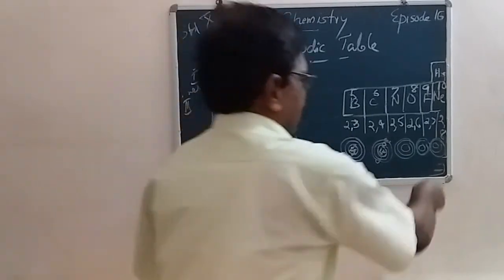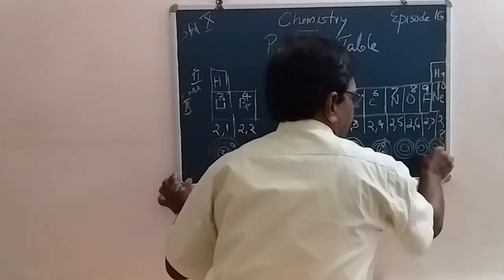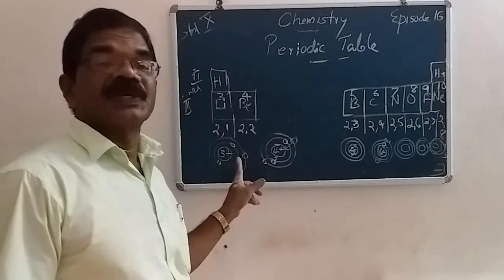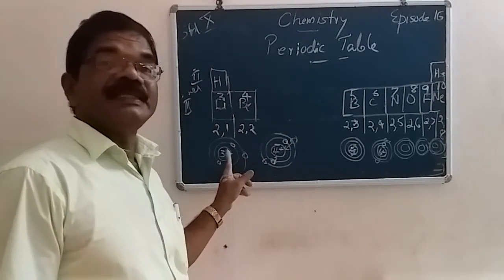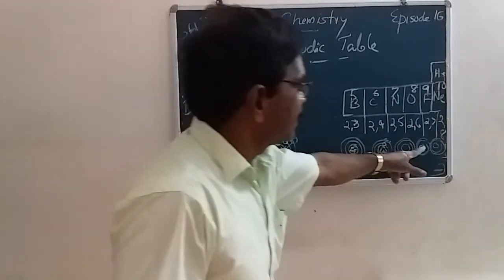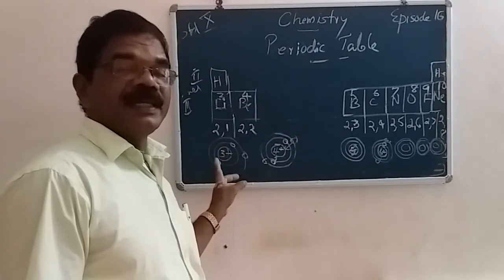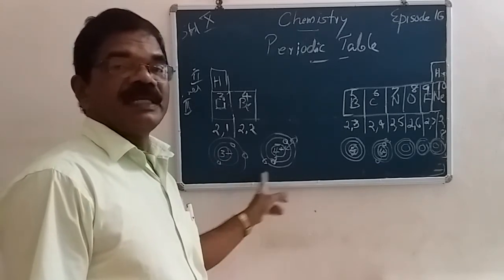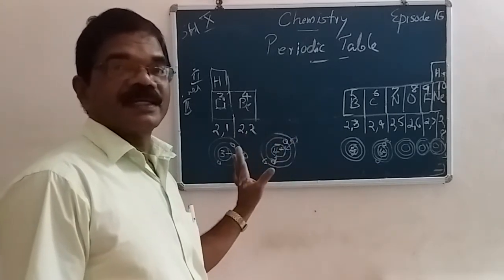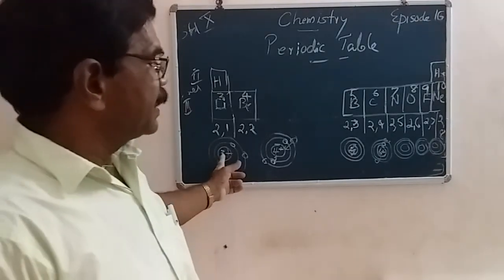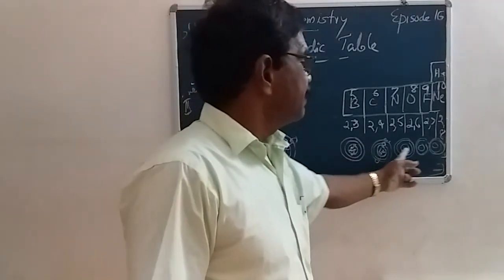Then we are going to reach our main point: how the size of the atom changes from left to right. How does the size of the atom in a period change from left to right? What is the answer? In a period, the size of the atom decreases from left to right.